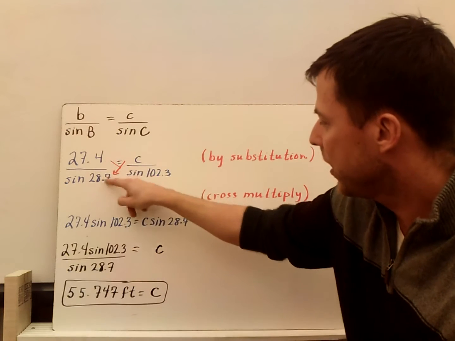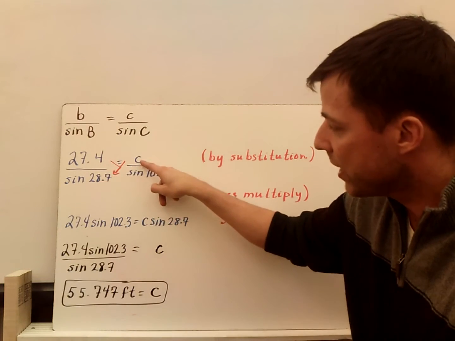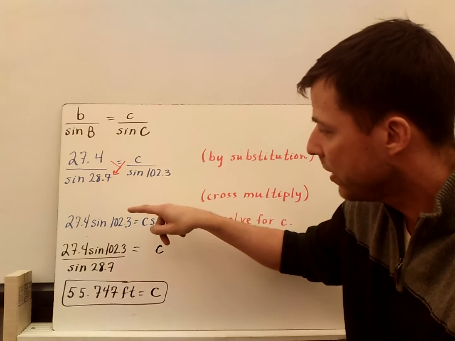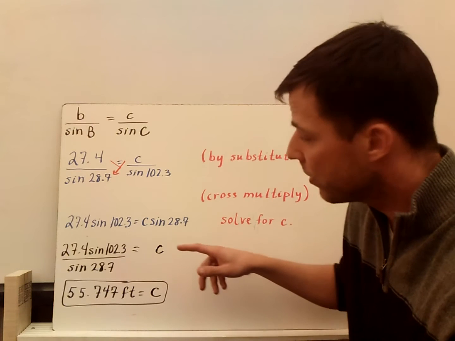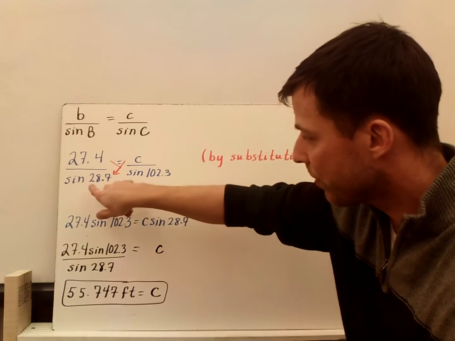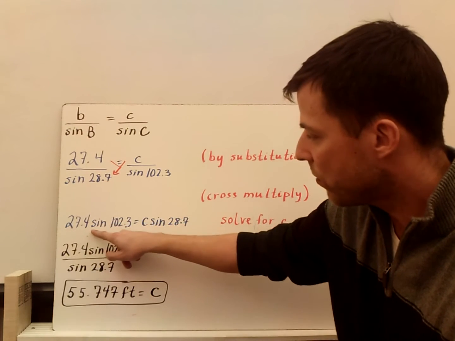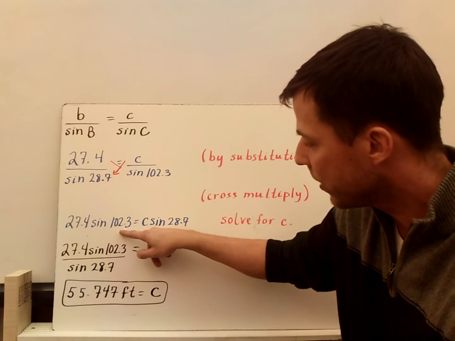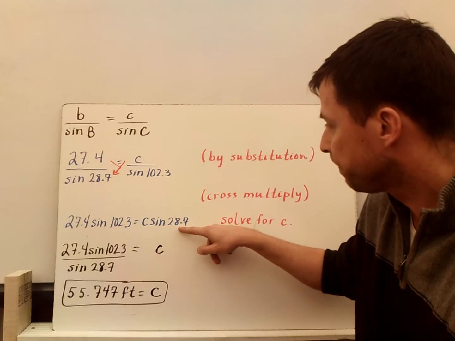Okay, I plug in by substitution, so I plug in my known values for everything. Notice I just have a C that's unknown. That's really good. And so I cross multiply, because they're proportions, two ratios equaling, and then I get 27.4 times sine of 102.3 degrees equals C times the sine of 28.7 degrees.